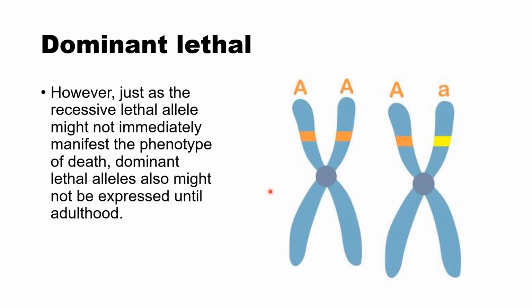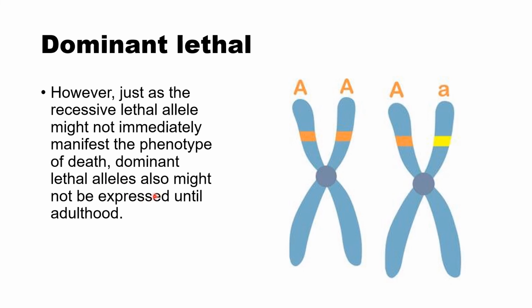However, just as the recessive lethal allele, it might not immediately manifest the phenotype of death. Dominant lethal alleles also might not be expressed until adulthood. So in most cases you will die and not pass it on to your offspring, but there is also a small percentage that you can still pass it on. Why? Because the effect of the dominant allele, your death, is most often expressed only in adulthood, when you are maybe 40 or 50. So meaning, there is a chance that you have married and have children, so there is a chance that you passed this dominant lethal gene to your offspring.